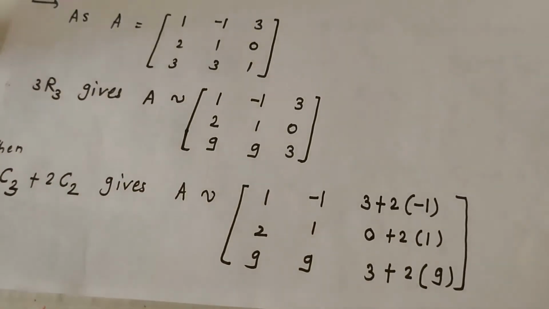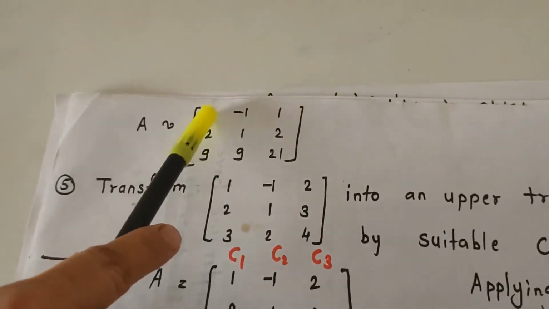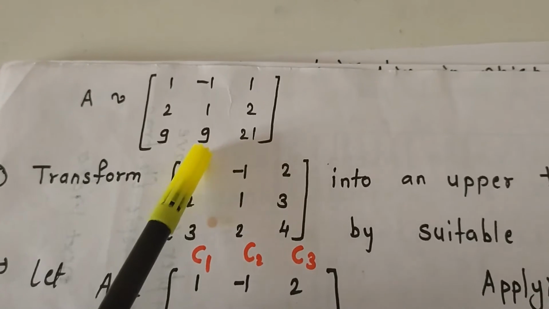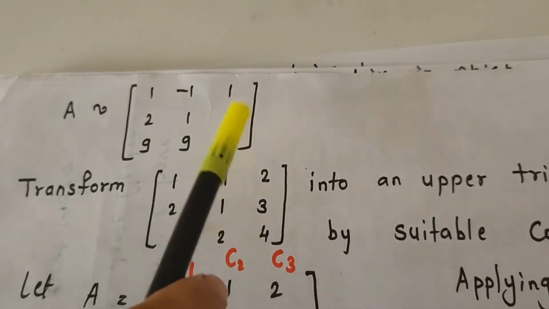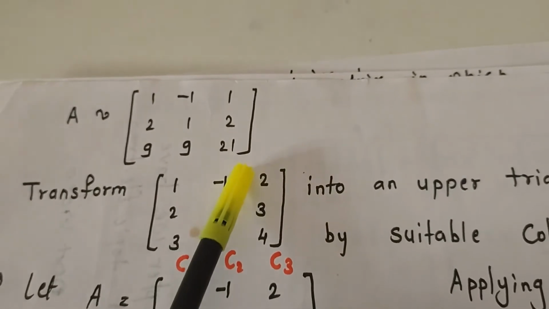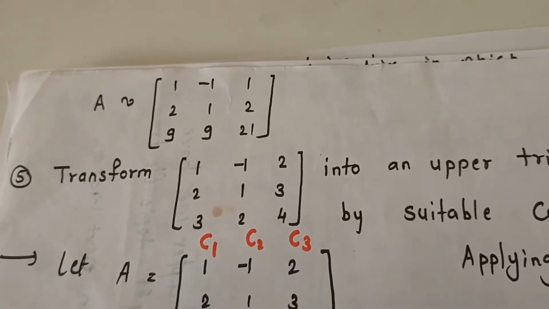By calculating these elements, we get a new matrix. First column and second column as it is, and by calculating the third column, we get 1, 2 and 21, which is equivalent to the original matrix.